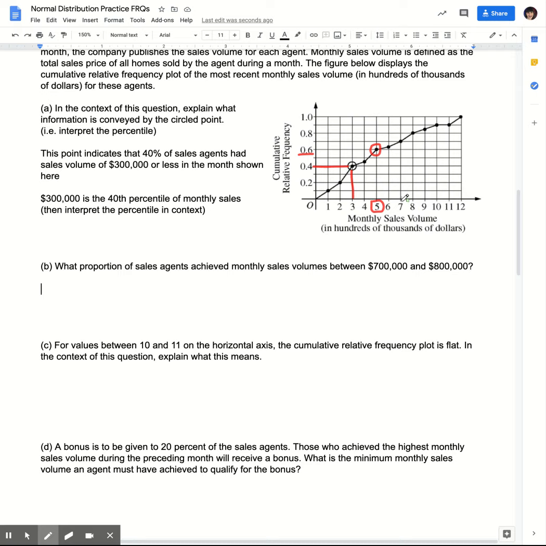All right, part B says, what proportion of sales agents achieved monthly sales volumes between 700 and 800,000? So I'm looking at 700,000 and 800,000, and I want to look at their percentiles. Their percentiles were 0.7 and 0.8. When they're asking about proportion, you essentially have to subtract percentiles.